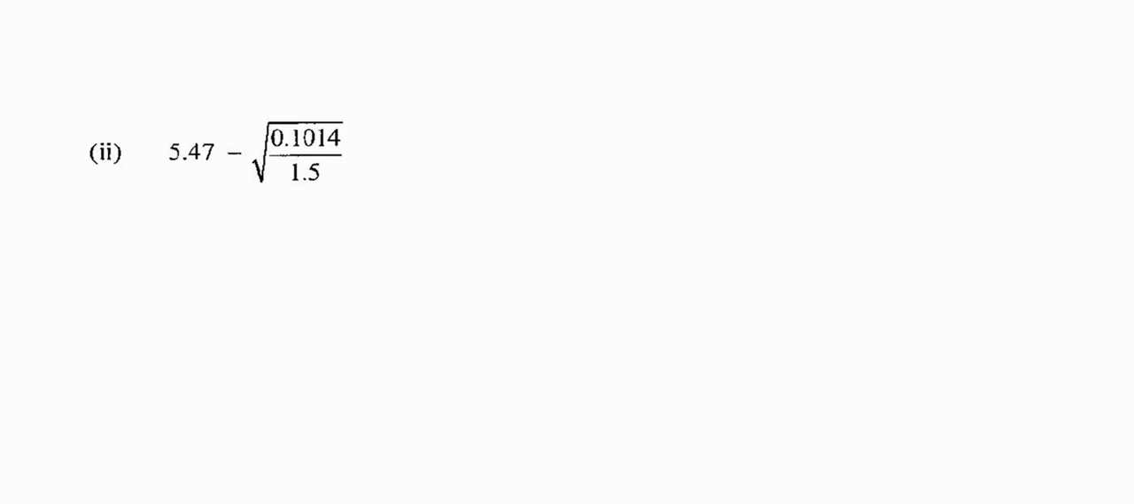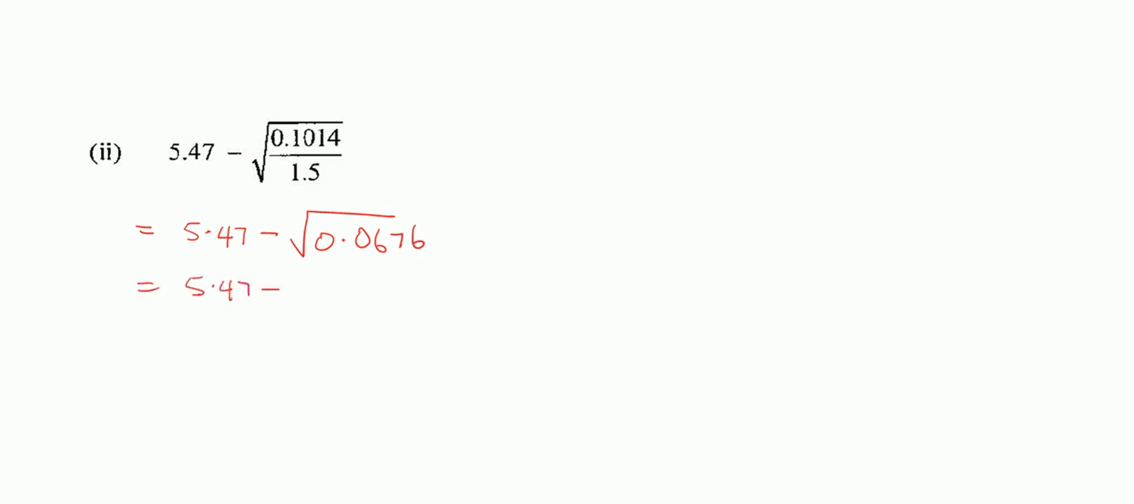Now in this part here, now we have 5.47 minus the square root of 0.1014 divided by 1.5. So when you have to do something like this, you need to work out what is under the square root sign first. Alright, so 0.1014 divided by 1.5, so you can use your calculator for this, that will give me 0.0676.